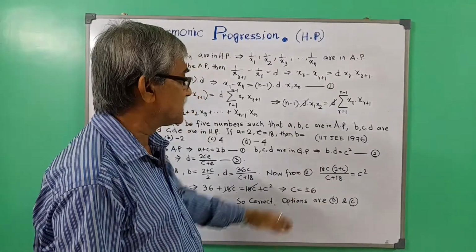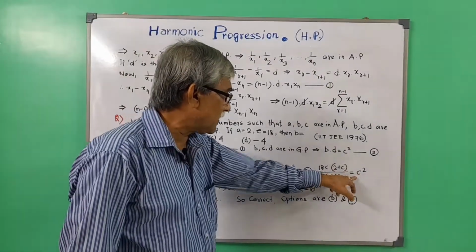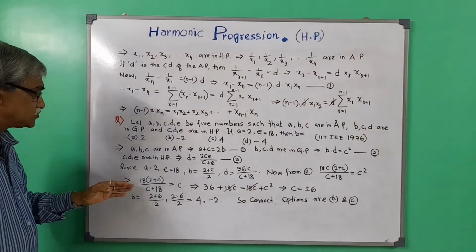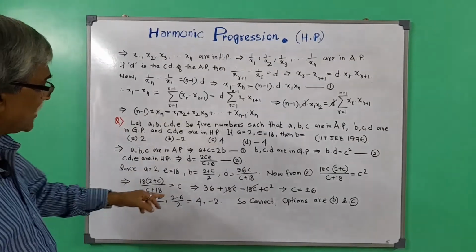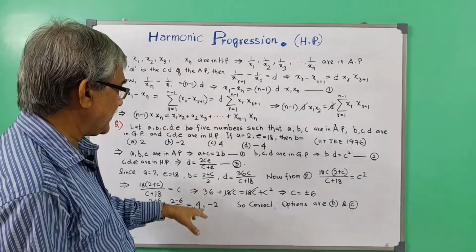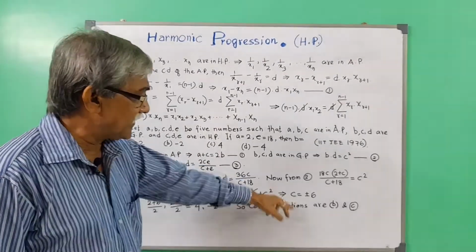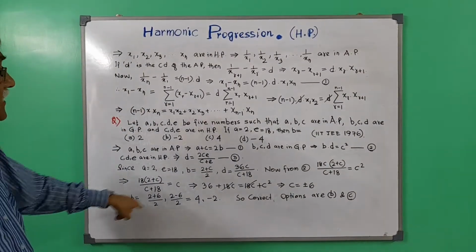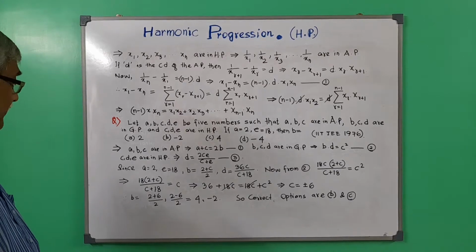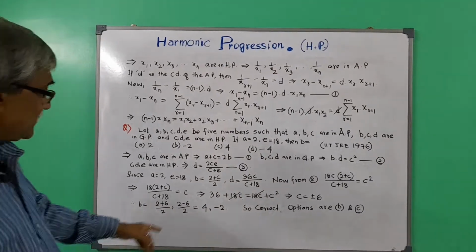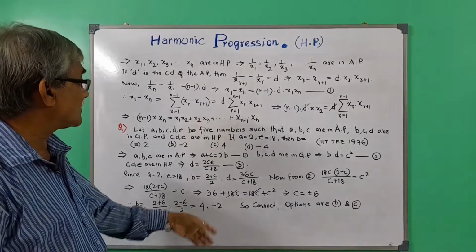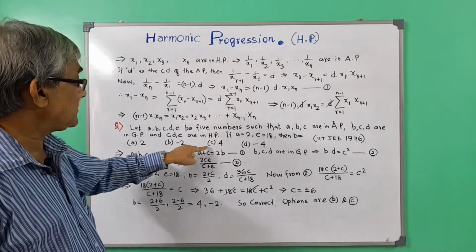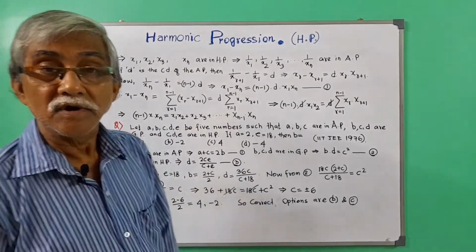you get 18C into (2 plus C) upon (C plus 18), that equals C square. You cancel out 1 C here and 1 C from here. So you get 18 into (2 plus C) whole upon (C plus 18) is equal to C. Cross multiply, and just solve it. So 36 equals C square, that is C is equal to plus minus 6. And once you get the value of C, you can get the value of B from your equation number 2. Right? So you get (2 plus 6) upon 2, (2 minus 6) upon 2, that is, the 2 answers are there, 4 and minus 2. So the obvious choice is B and C. These are the correct options.